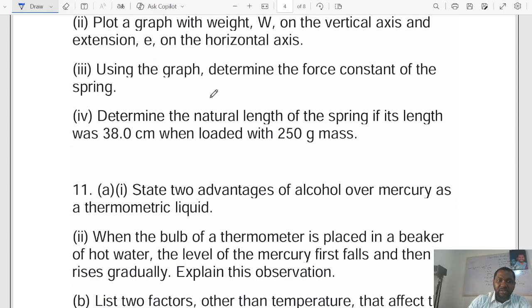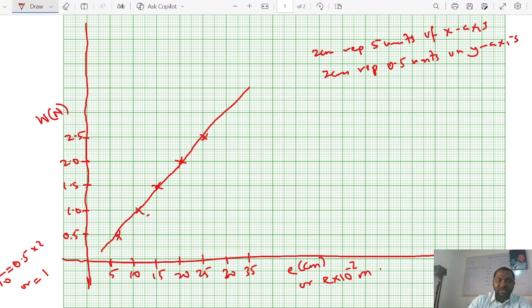The next question says, using the graph, determine the force constant of the spring. So this is the graph. You can find the force constant because F is supposed to be equal to KE. That's the formula. So if you plot a graph of F against E, your K is going to be the slope. So to find the force constant, it means the slope of this graph. So I can come this way, trace here, down to this point. Here the x-axis is 20, the y-axis is 2.0, and here the x-axis, if I trace it, is 11, and the y-axis is 1.0.